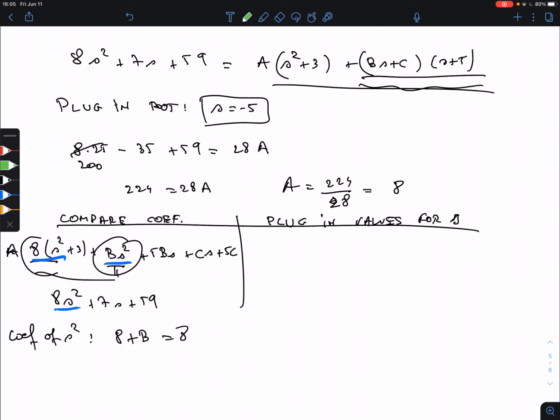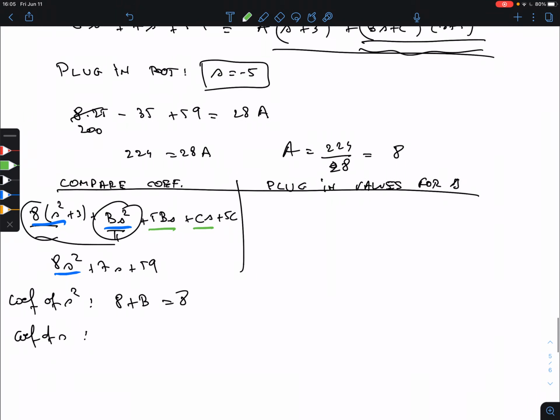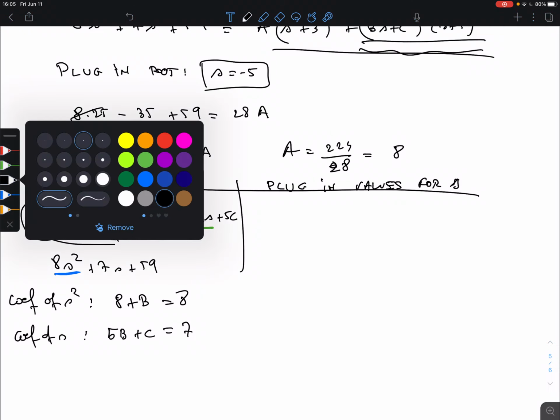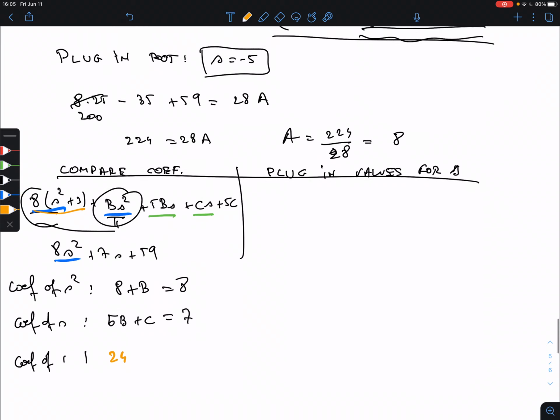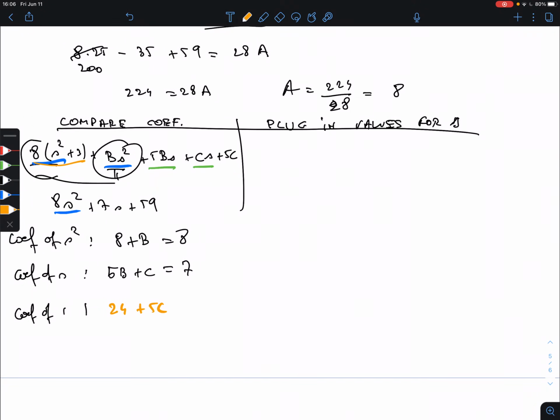What is the coefficient of s? There is one here and there's one here, so that's 5b plus c, and that has to be equal to 7. And then finally there's the constant, the coefficient of 1. Be careful, we have a 24 here, 8 times 3, plus 5c, and that has to be equal to 59.